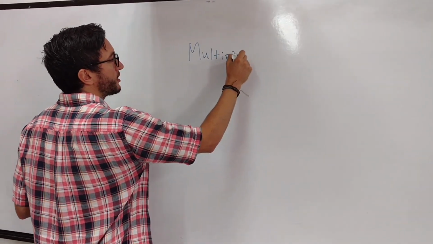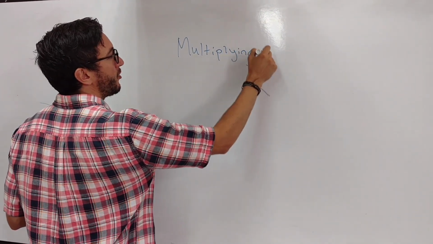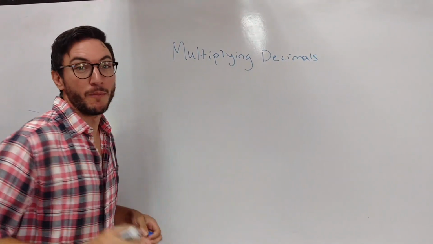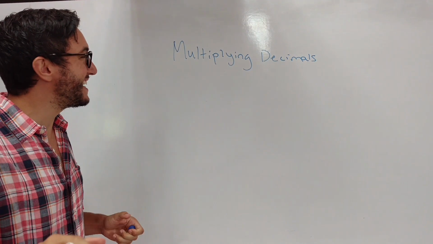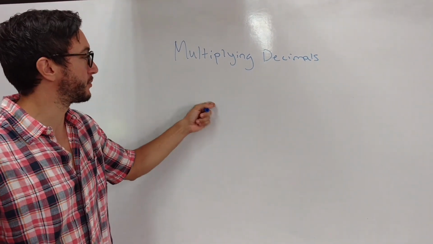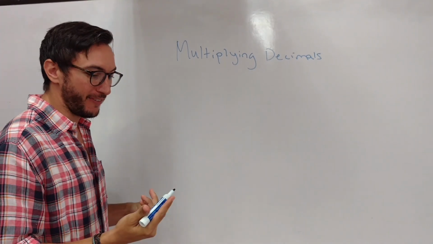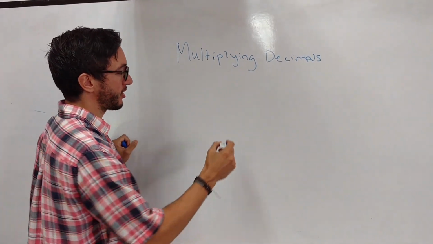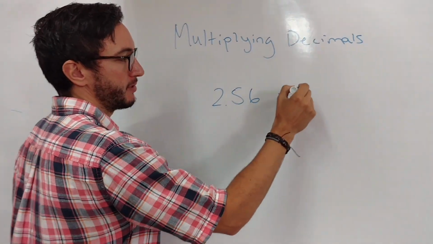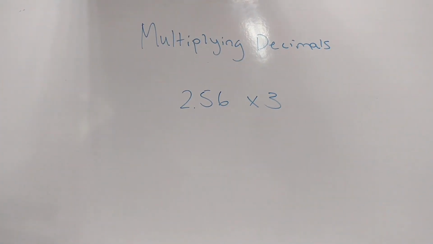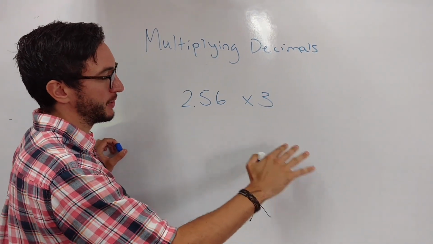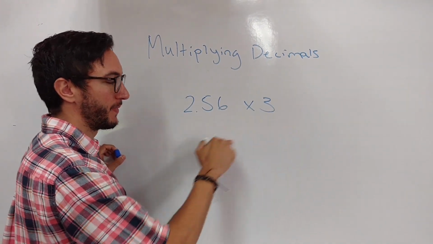Alright, so I'm going to show you guys how we are going to go about multiplying decimals. Multiplying decimals is the easiest of the decimal operations besides addition and subtraction. So if I have, for instance, let's start with a whole number, 2.56 times 3. What you should be doing is you should get rid of the decimals and rewrite this problem.